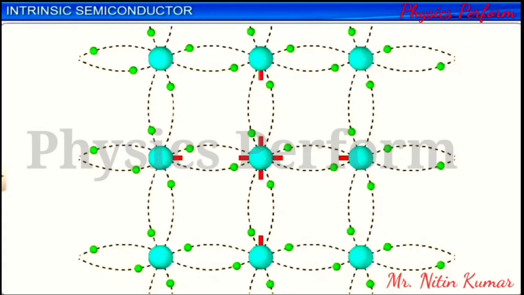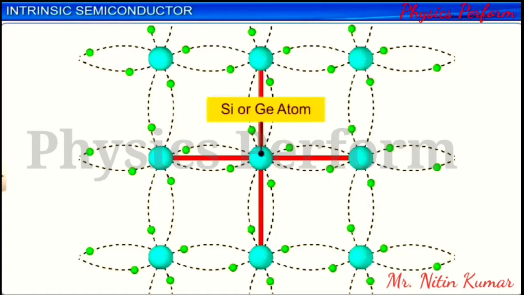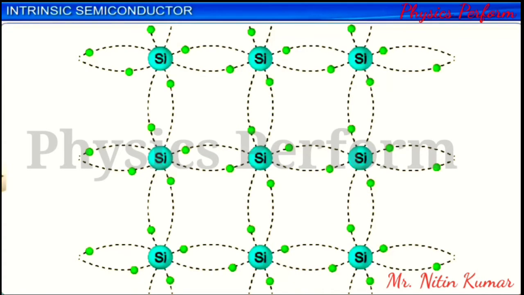In crystalline form, each silicon and germanium atom uses its valence electrons to form 4 covalent bonds with 4 surrounding atoms. Let us use the crystal structure of silicon to further study intrinsic semiconductors. Remember, the following discussion applies equally to germanium in its intrinsic form.